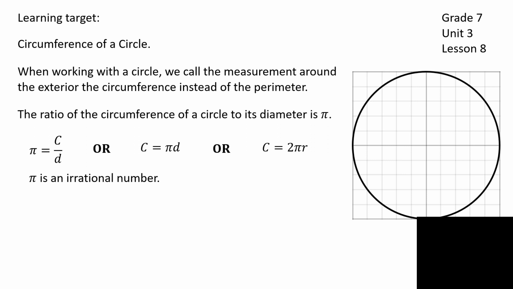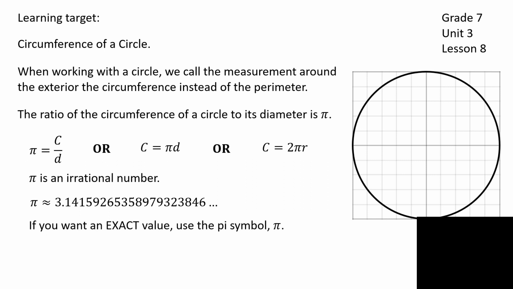Now, pi is an irrational number. It has a value of about 3.141592653589793, etc. It goes on forever. Right? Irrational numbers are decimals that do not stop and do not have a repeating pattern.